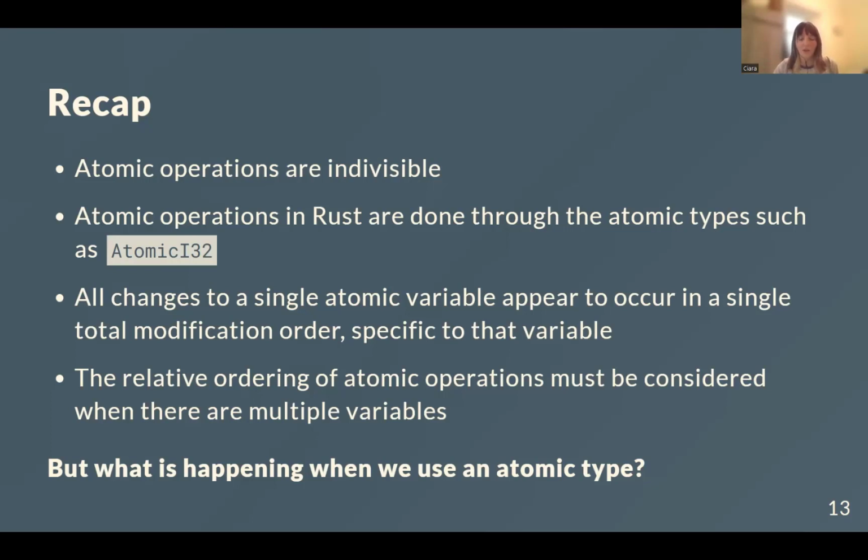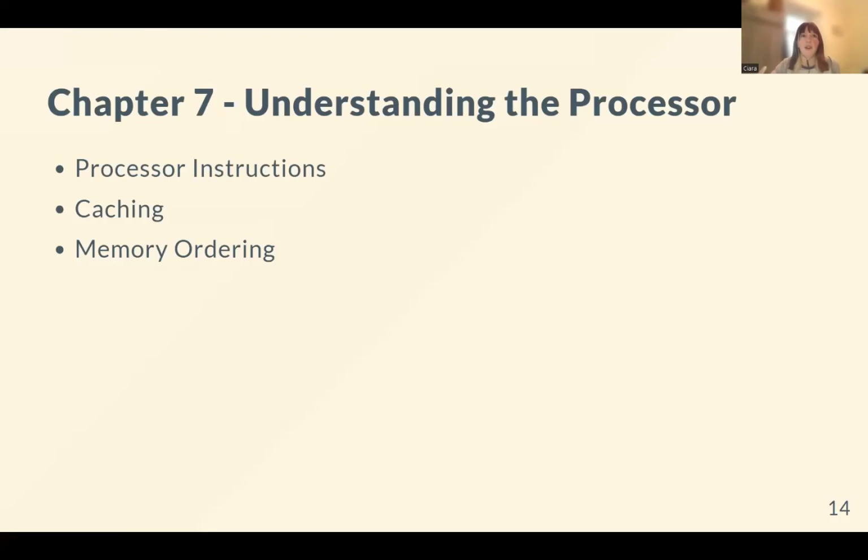When you're dealing with multiple variables, so there's other memory at play that could be shared, then the relative ordering of atomic operations becomes really important. And that's what a lot of this was about, and also a lot of what chapter 3 was about earlier in the book. So what is actually happening when we use an atomic type and these atomic operations? Well, generally, you can think of it as there are certain instructions that give you this atomic behavior, and there are other sets of instructions that don't.